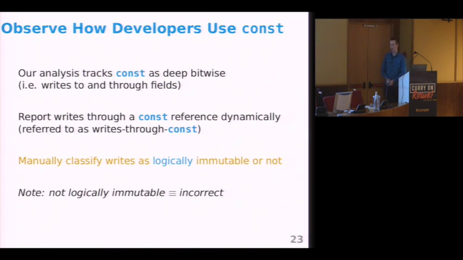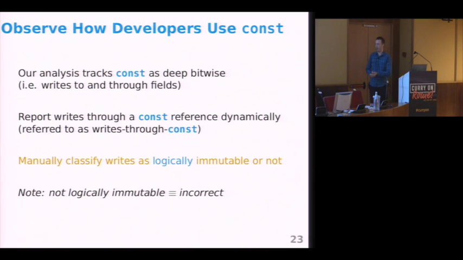So now that we've got the background out of the way, we want to say what we're actually doing. Our analysis tracks const as being deep bitwise. So we want to see any writes to fields and through fields. And if you have a const reference that actually violates deep bitwise immutability, we want those writes reported. This is what we refer to as writes through const.